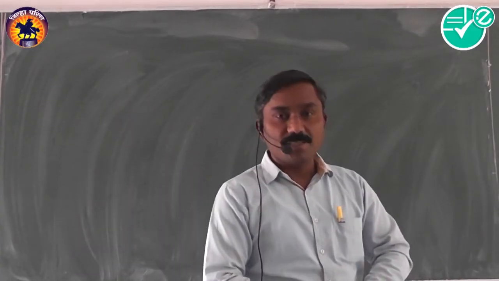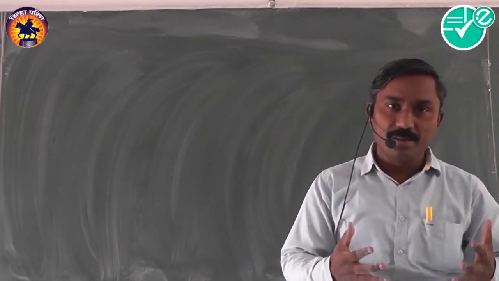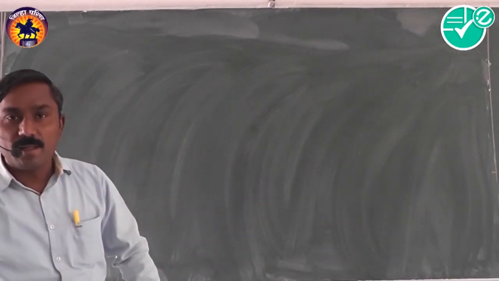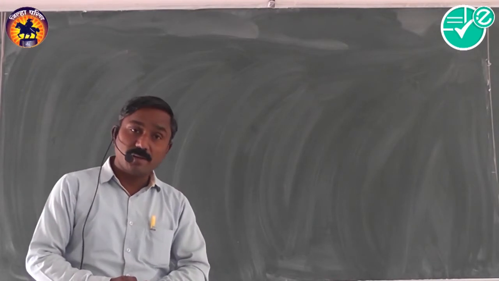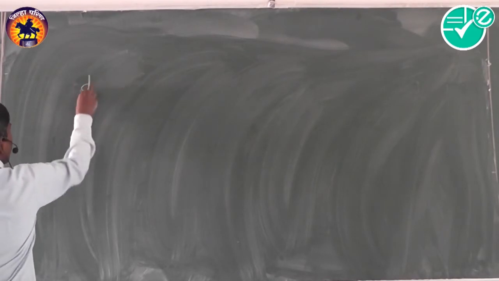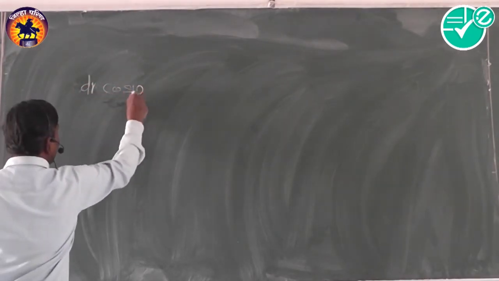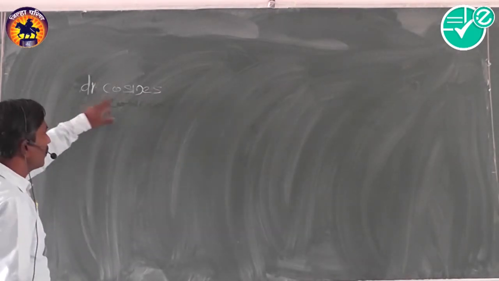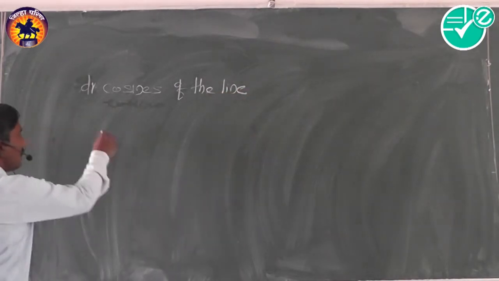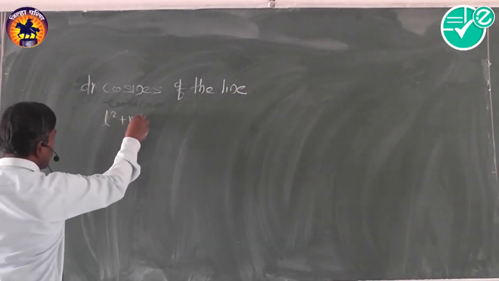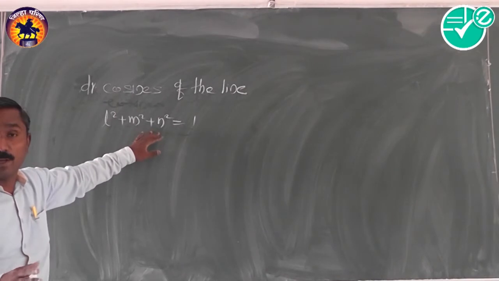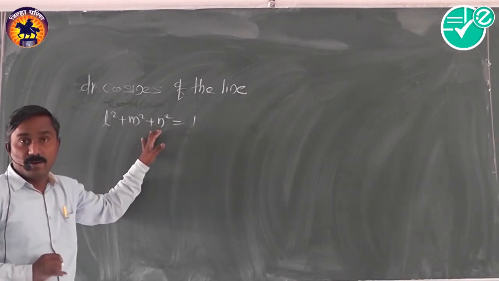Now, in the last period, we have seen three-dimensional geometry. Some points we have made clear, and we have seen the important theorem, the relation between the direction cosines of the line: l square plus m square plus n square is equal to 1. That important theorem we have seen in the last period.